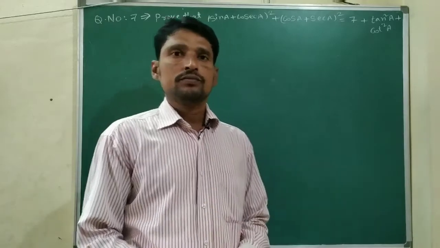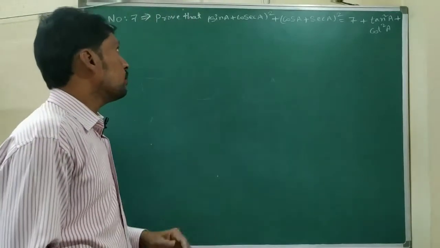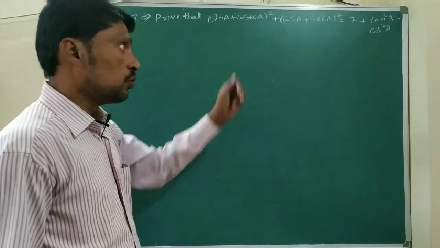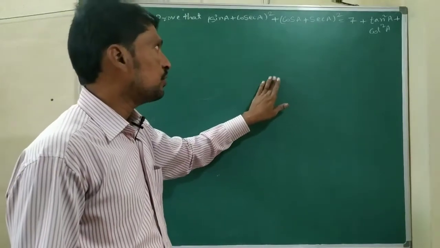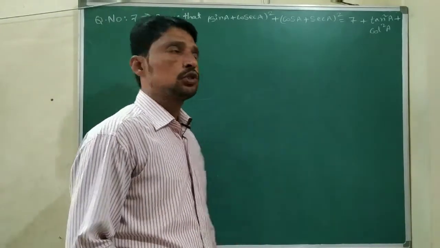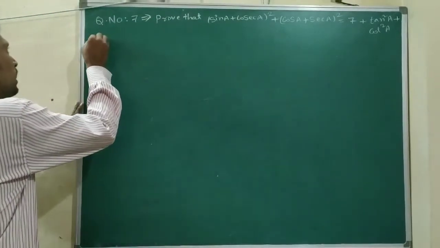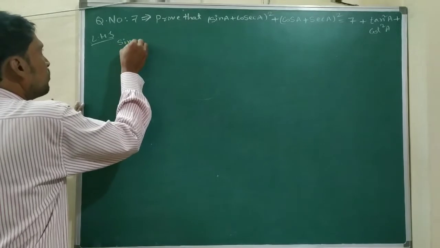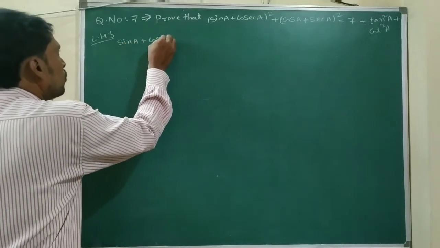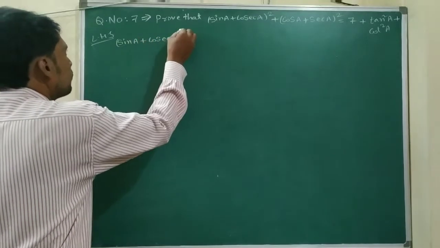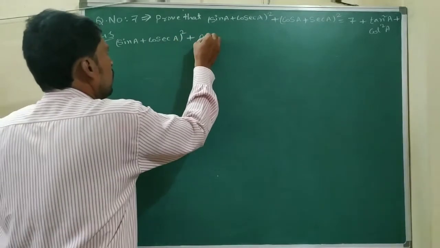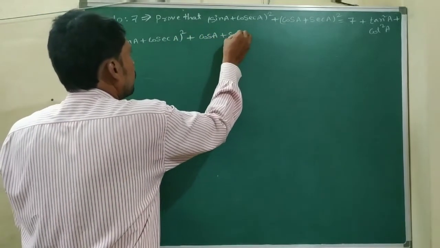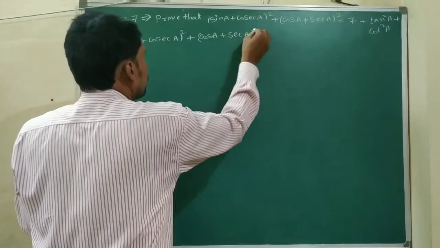Let us see the solution. Here it is given, prove that. So prove that means we need to take LHS, we need to take RHS, and we need to show they are equal. So here, what is given in LHS? Sin A plus cosec A whole square plus cos A plus sec A whole square.